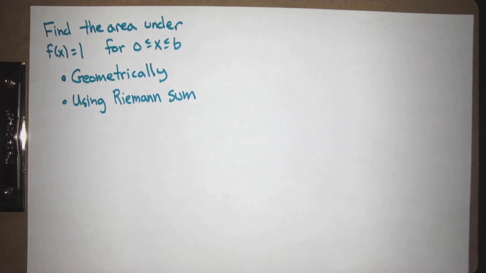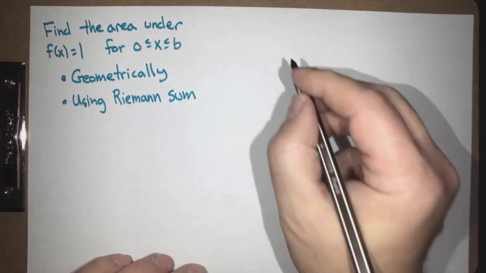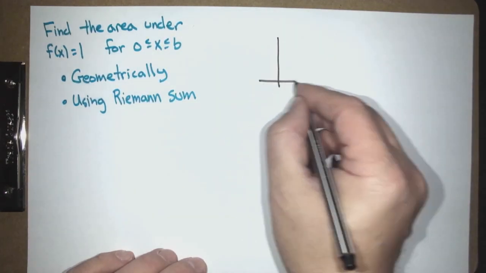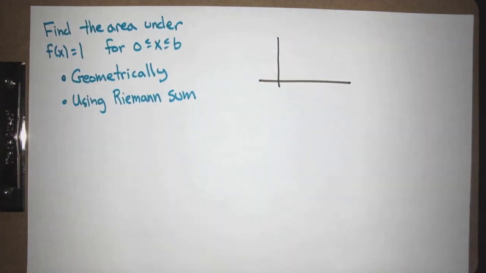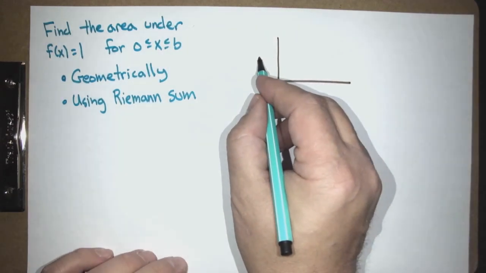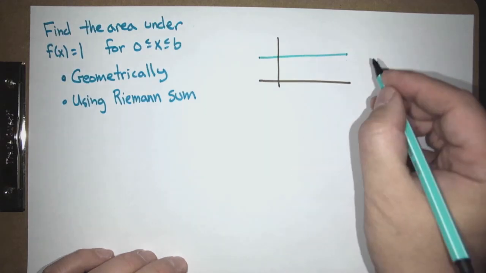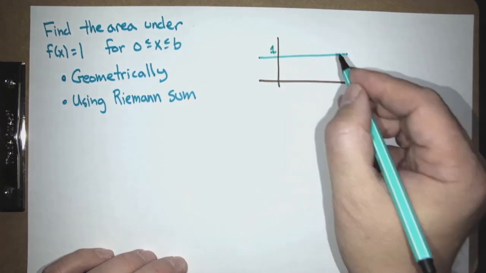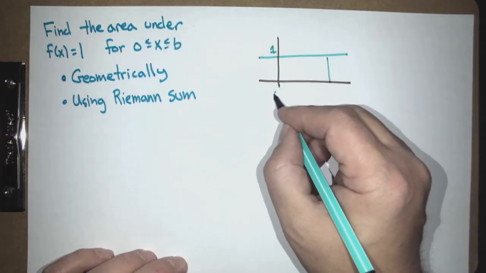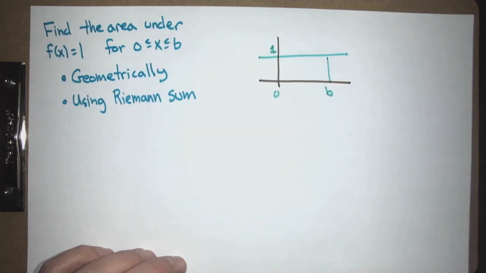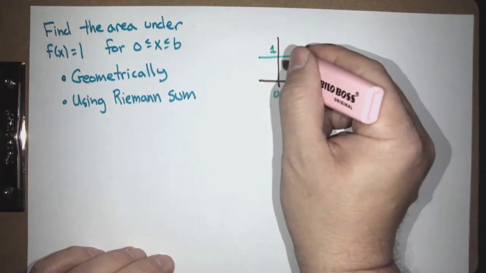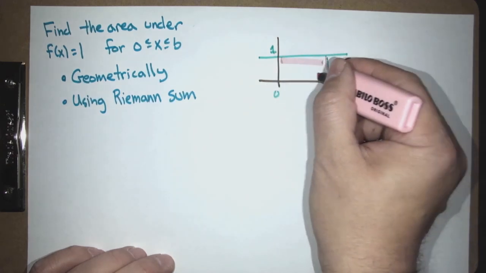Okay, so let's think geometrically. What does the function f of x equal 1 look like? Yes, a line. It's not even just a line, it's a flat line, which is always 1. And we're going from 0 to b. So we're trying to find this area.